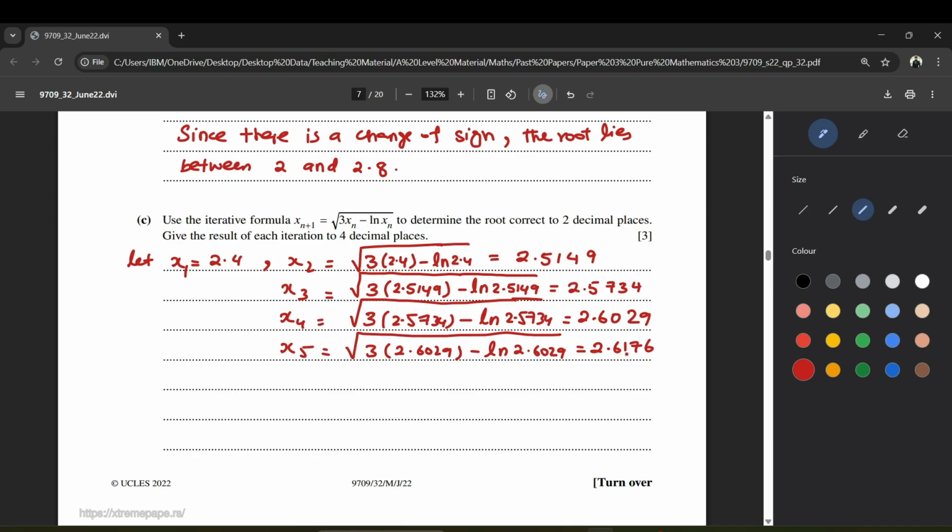The value at this point will be 2.6176. So you can see that until this point the value is converging, but we still do not have a specific value to two decimal places. Here we have 2.60, here we have 2.62. So we will continue until we get two values which are the same, correct to two decimal places. 2.6176, sorry, not 79.